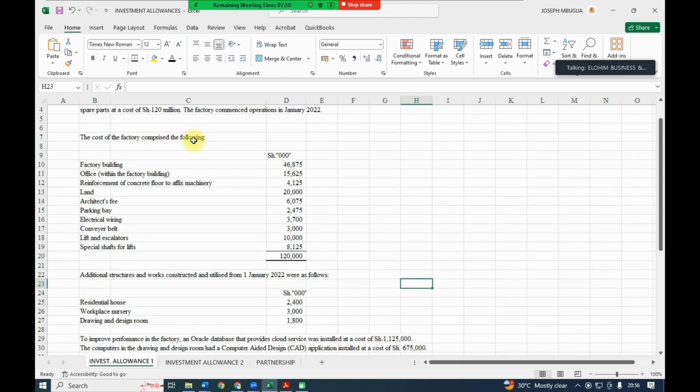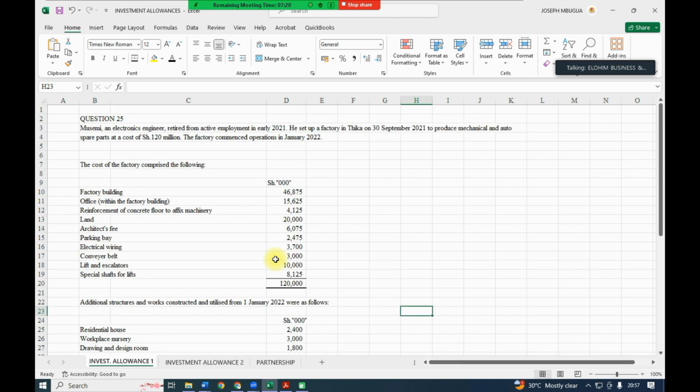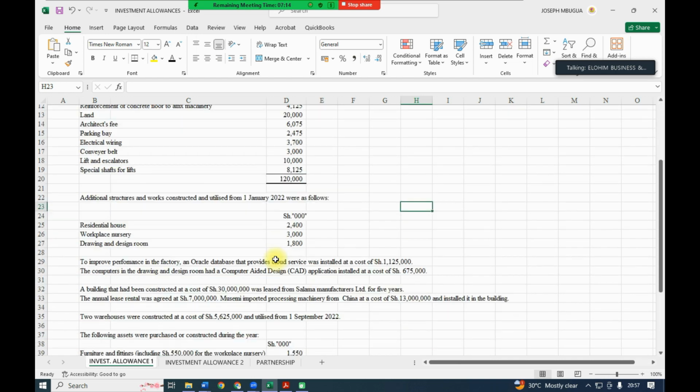So the cost of the factory comprised the following: factory building, we had the office within the factory building, reinforcement of concrete floor to affix machinery, land, architectural fee, parking bay, electrical wiring, conveyor belt, lift and escalators, and special shaft for lifts. All that is the cost that was incurred, totaling 120 million for that particular factory. So we shall look at it one by one, which one qualifies and which one does not qualify.